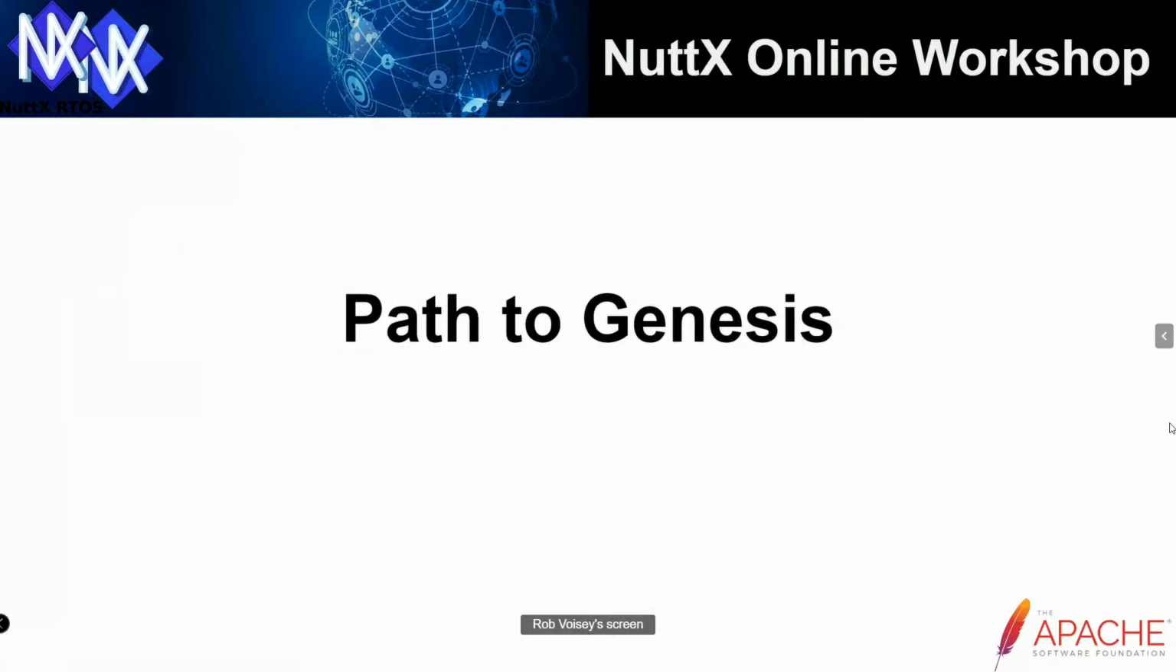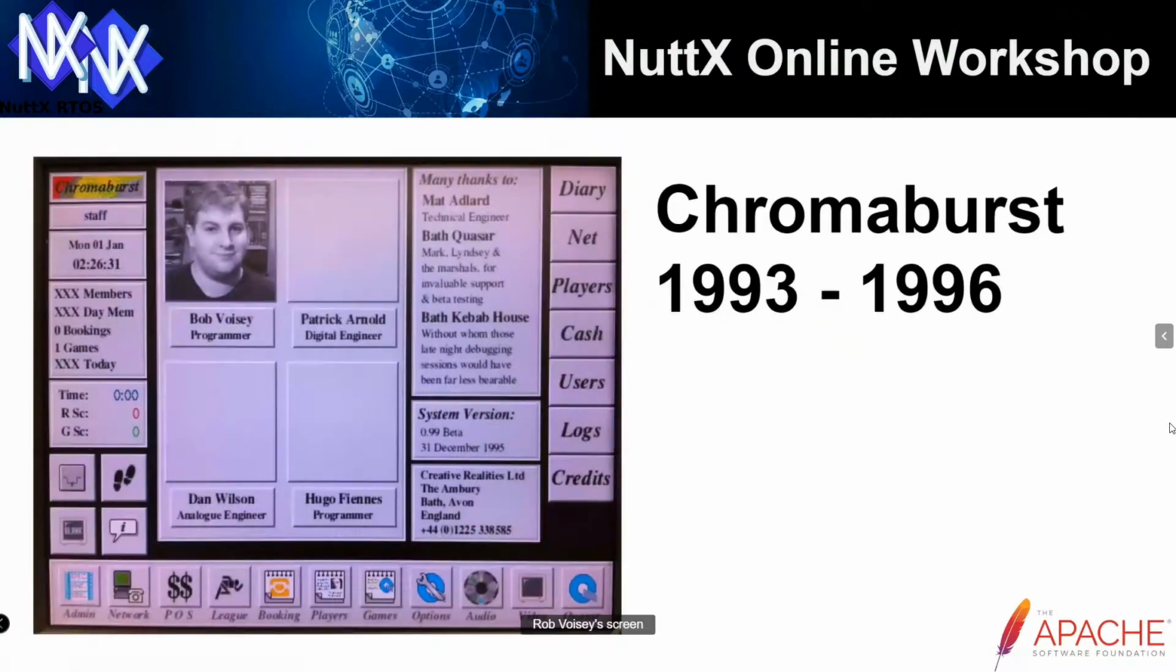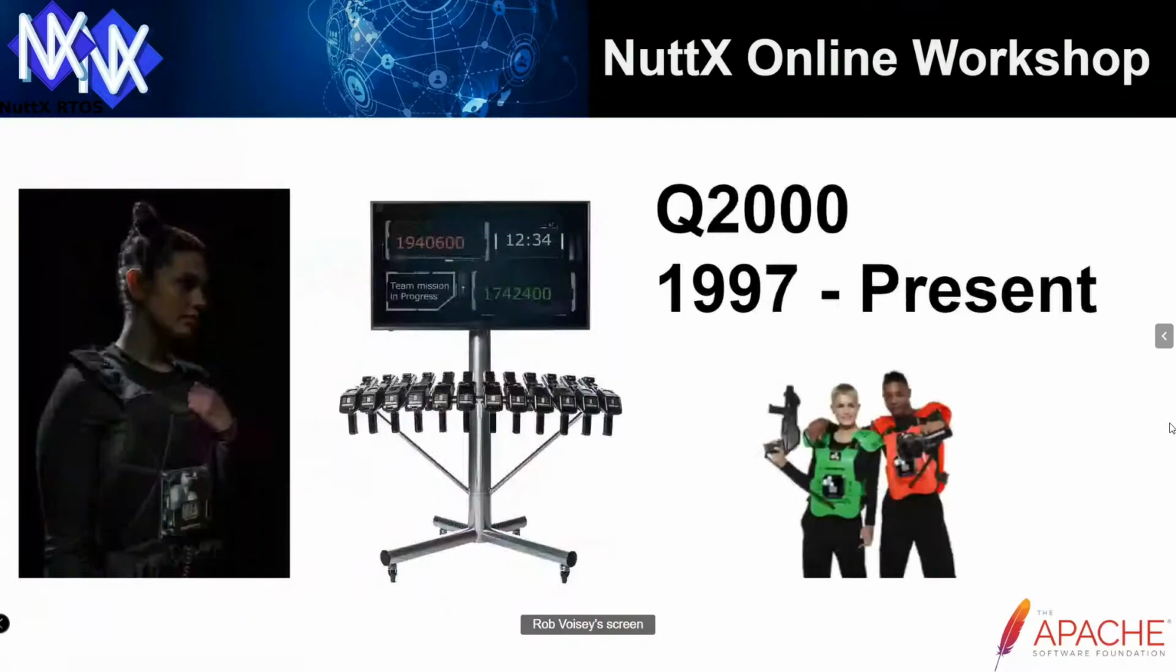So the product I'm talking about is called Genesis, and it has some history. I developed my first laser tag game in 1993, as you can tell from the photo. Then I went on to develop a second system called Q2000 in 1997, and I guess that's my most successful project because it's still in use today. It's been through several revisions since then. There are about 50 sites running it around the world.